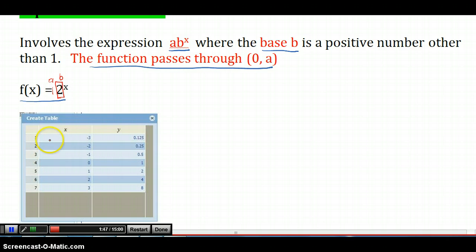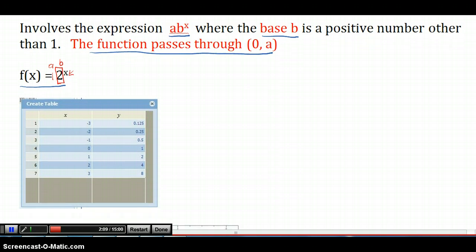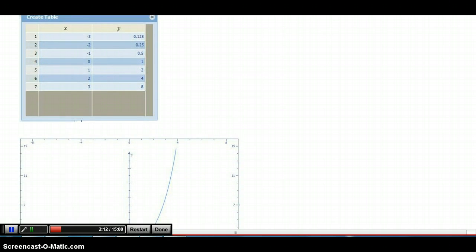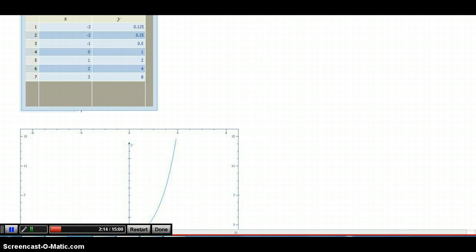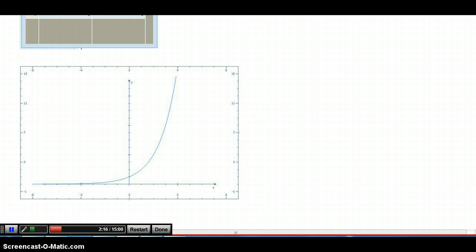So here I've already created a table, my x and y, my 2-column table. If I plug in -3 for x, I'm going to get out 0.125. If I plug in -2, I'm going to get 0.25. If I plug in -1 for this x, I'm going to get 0.5. 0, I get 1. 1, I get 2, and so on and so forth. And below, I've graphed these points right here. So this is what an exponential function looks like. It's a curve, basically.